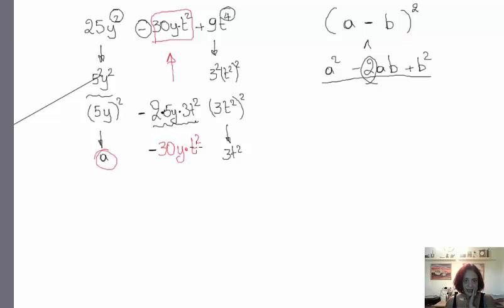So 5y is the A, 3t squared is the B, and we also have the middle term. So we're done. We know then that the factoring of the above polynomial is going to be (5y plus 3t squared) squared. And of course this is a mistake, (5y minus 3t squared) squared.